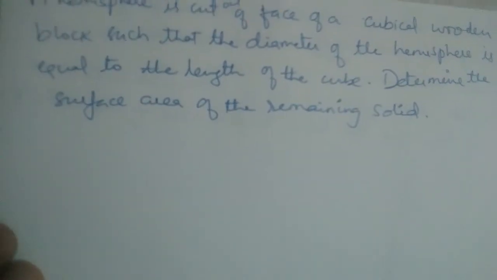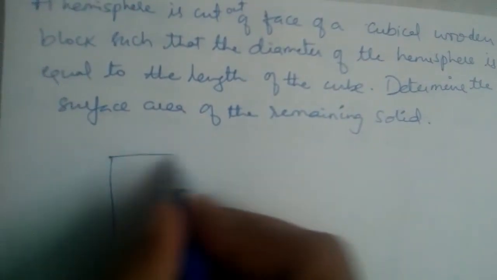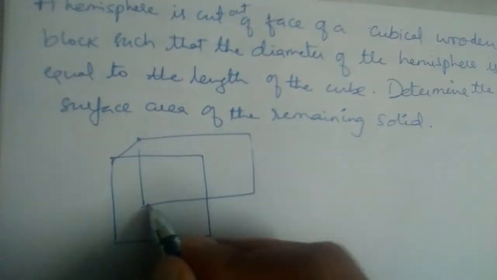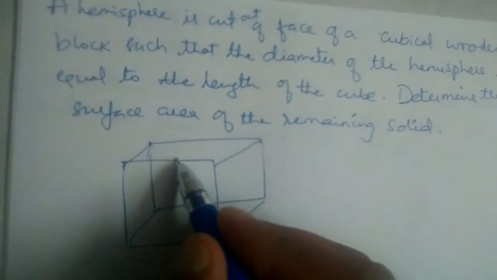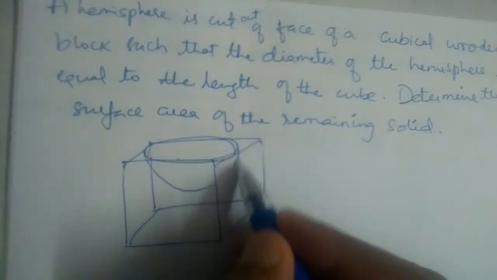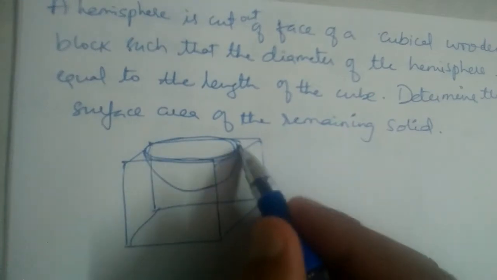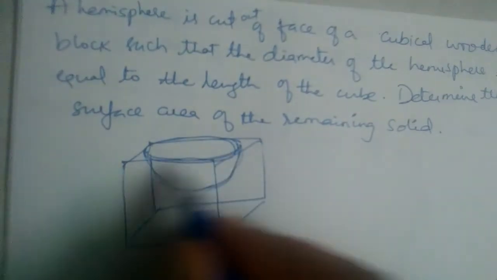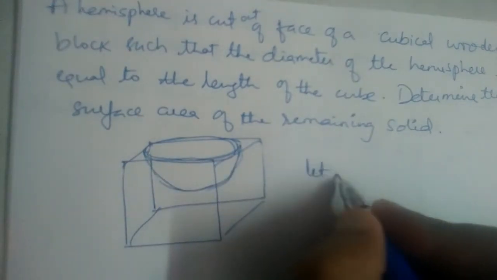Okay, now we have a cube. This is the cube and one hemisphere is cut out of it. So like this, one hemisphere is cut out, such that the diameter of this hemisphere is equal to the length of this cube.